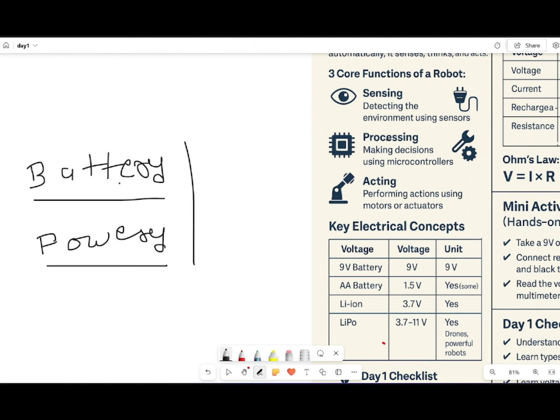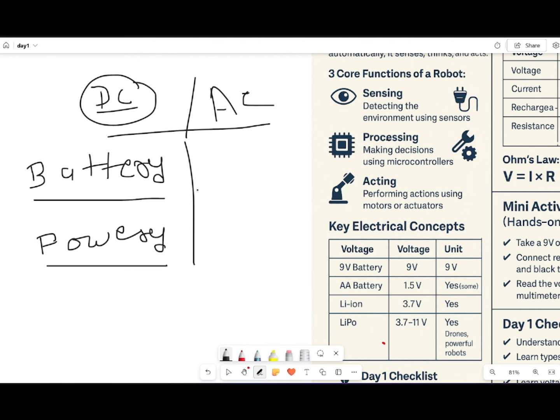Keep remember one thing, we are going to use DC current here. We are going to use DC current to run our robot. And we have two types of current, DC and AC. We will talk about it.